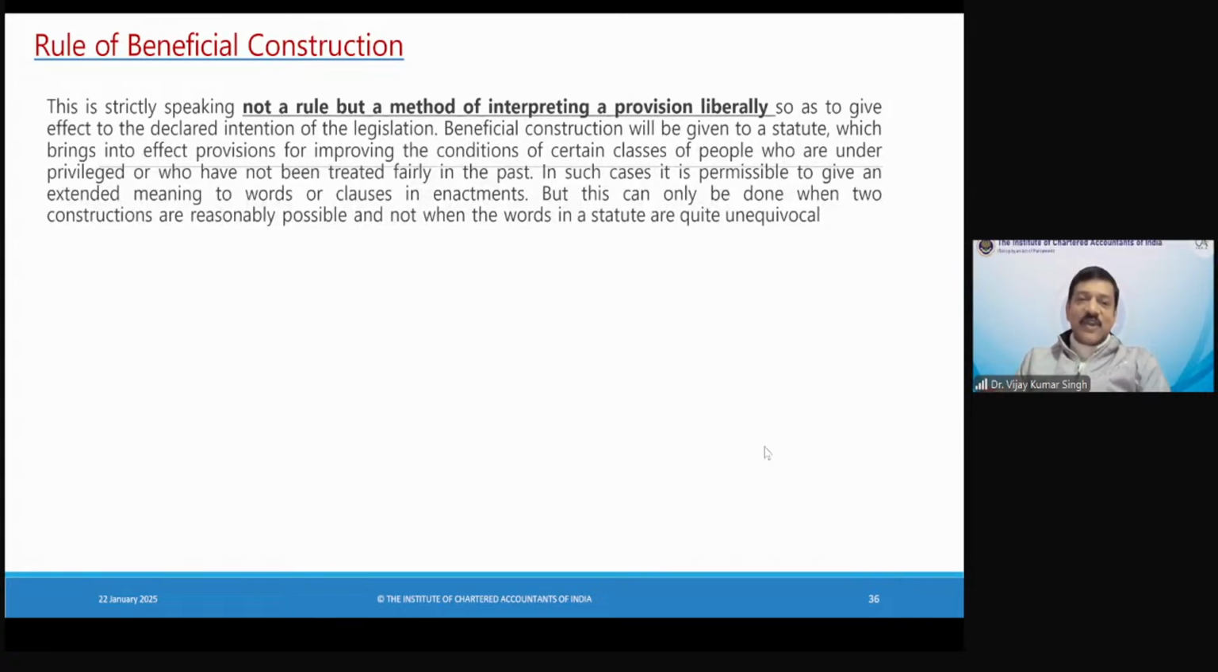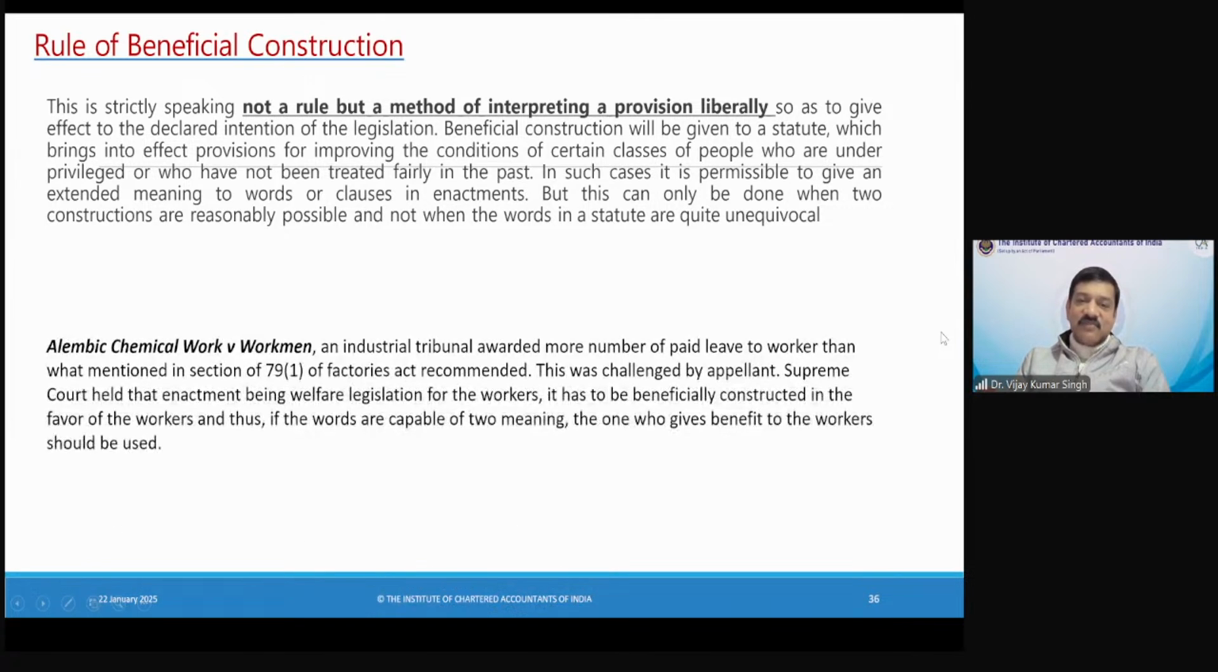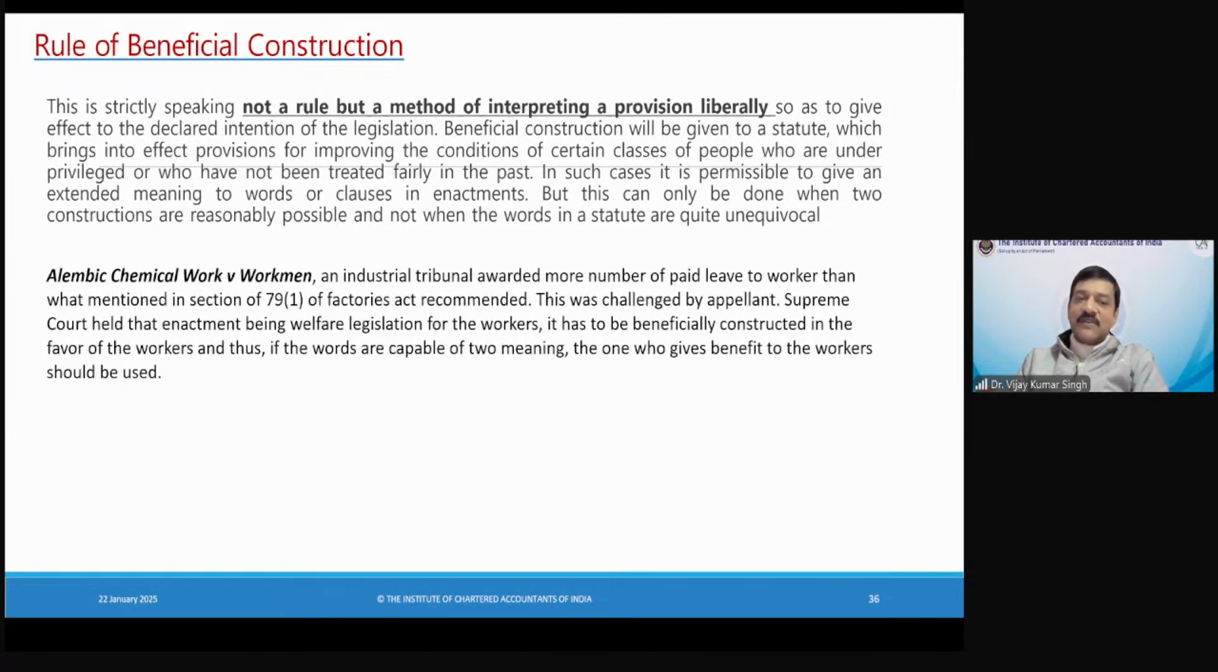Now, let us look at this beneficial construction. One of the cases is Alembic Chemical Works versus Workmen. Here, an industrial tribunal awarded more paid leaves to workers than what was mentioned in Section 79(1) of the Factories Act. This was challenged by the appellant. The Supreme Court held that the enactment being welfare legislation for the workers, it has to be beneficially construed in favor of the workers, and thus, if the words are capable of two meanings, the one which gives benefits to the workers should be used. This is what the court said. And in most of the labor law cases, courts give a beneficial construction to the workers.